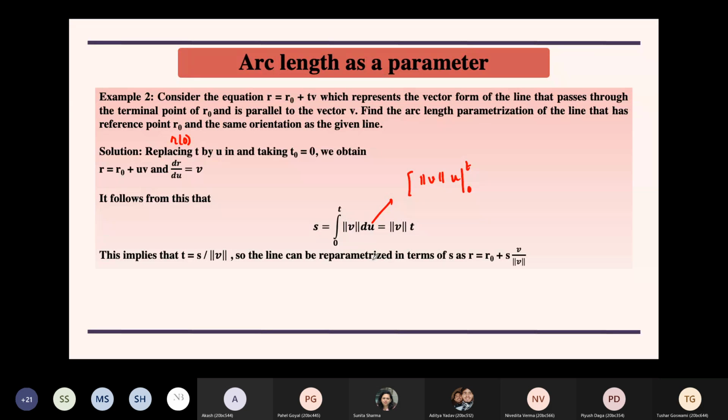Okay. So I think I'll give you a break of 15 minutes, and then I'll take another example based on this, and then we'll move to the next section. Okay.